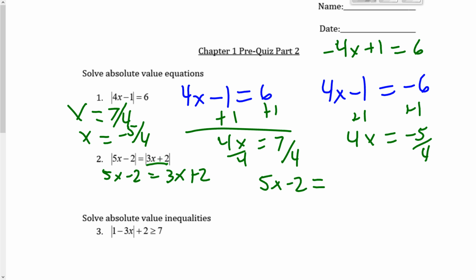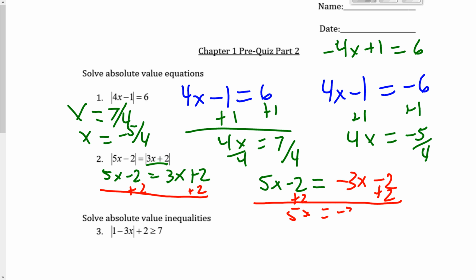And this one I'm going to change not just the 3x to the opposite, but also that positive 2. So it now needs to be negative 2. So there are my two equations. I could have changed the 5x minus 2 to negative 5x plus 2, but just change one of them. So now we solve both of these. I'm going to add 2 to both sides of this one, add 2 to both sides of this one. We get 5x equals negative 3x plus 0, and 5x equals 3x plus 4.